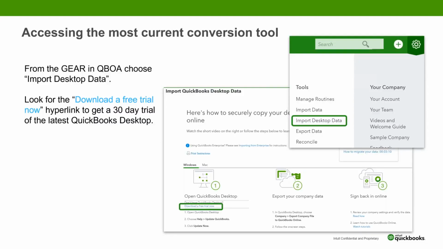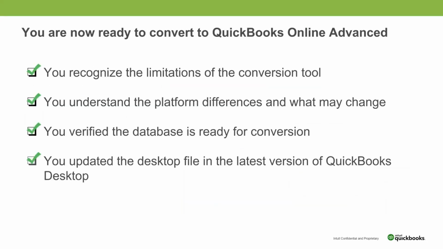All right, so we've gone through what you should consider before saying, yes, this is a go. So we put a little checklist here. We recognize there are limitations of the conversion tool. You understand there are platform differences and some things may change. There are no, for instance, sales orders, right? It's going to convert to an estimate. We understand all that. We've verified the database is ready. Awesome. And then you've updated the desktop file to the latest QuickBooks Desktop. Why? So we can get to the latest conversion tool.